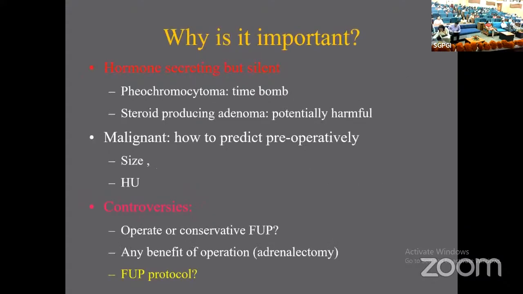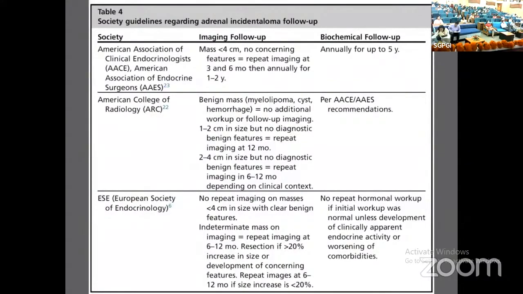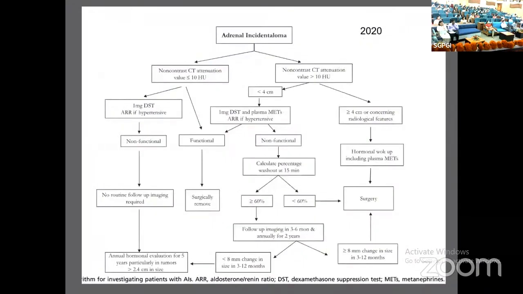The third point is what should be the follow-up protocol for these patients. According to the American Association of Clinical Endocrinologists or the European Society of Endocrinology, usually it should be annual follow-up for 5 years. And no repeat hormonal workup is required if the initial workup was normal. Of course, if there is a development of new symptoms, particularly evidence of hormone activity, endocrine activity, then you can repeat the hormonal assessment.